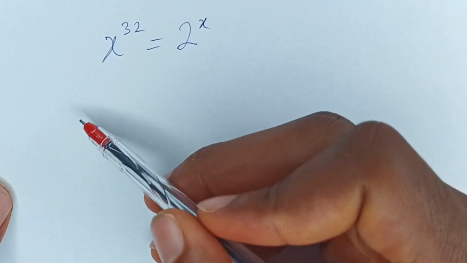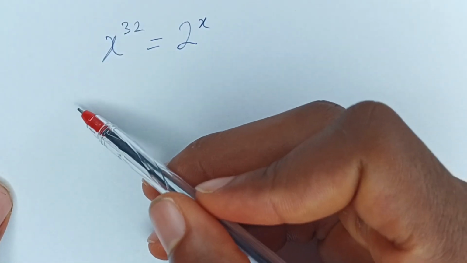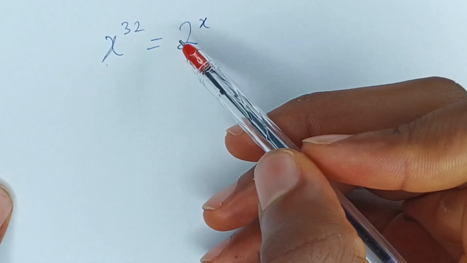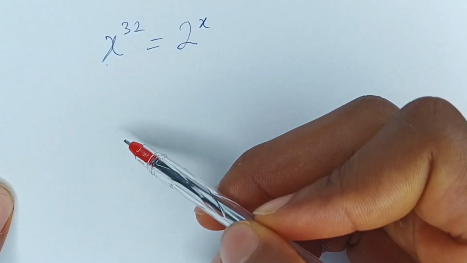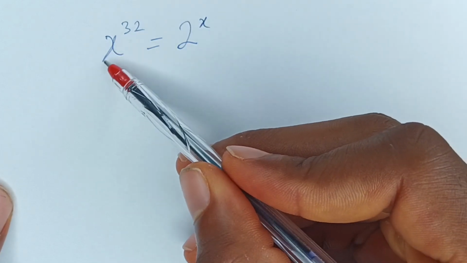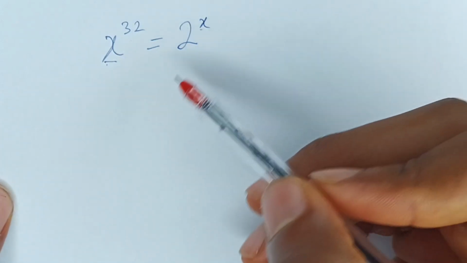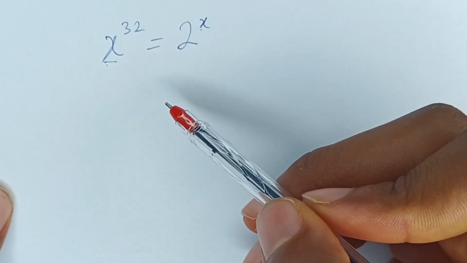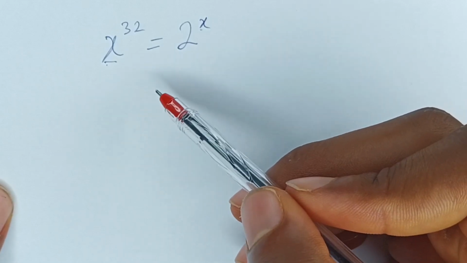Alright guys, let's solve this equation together. It says x raised to power 32 is equal to 2 raised to power x. Now, the first observation you will notice is that you have x as a base and you have x as a power. And usually this is the point where I tell you guys to use the Lambert's W formula. Are we going to use it here?